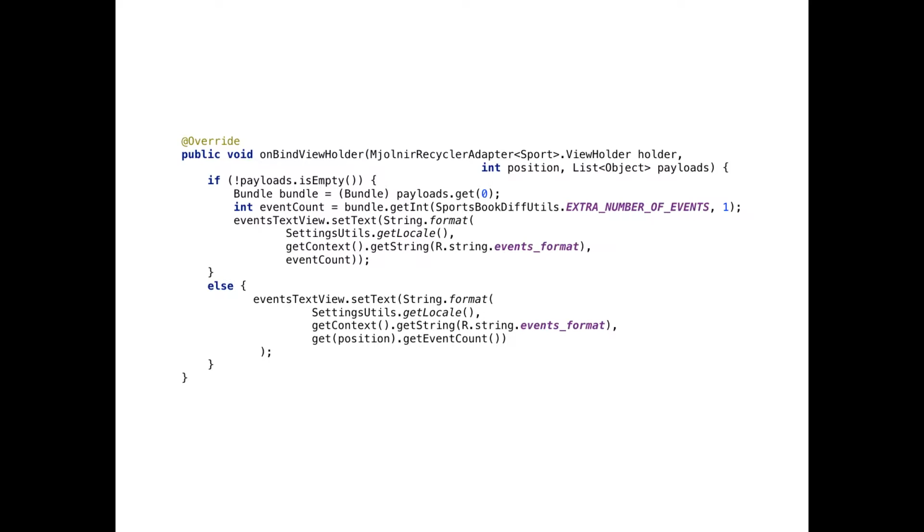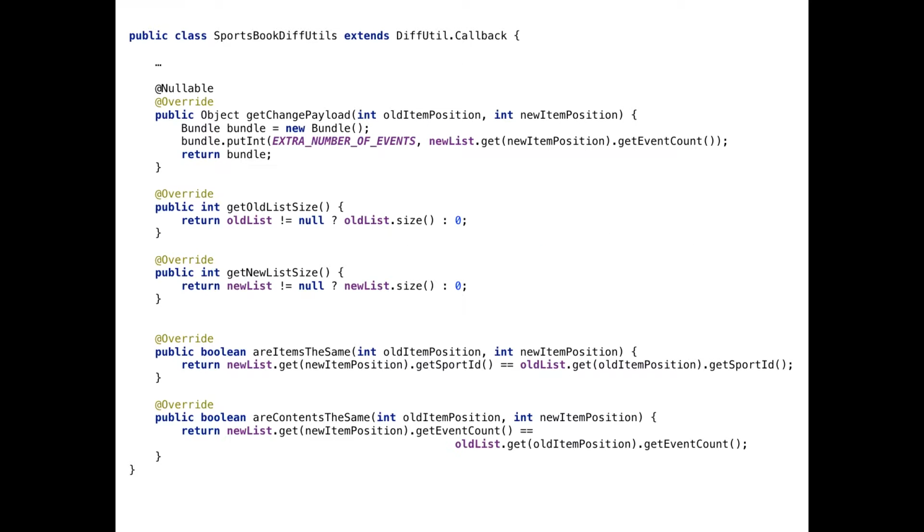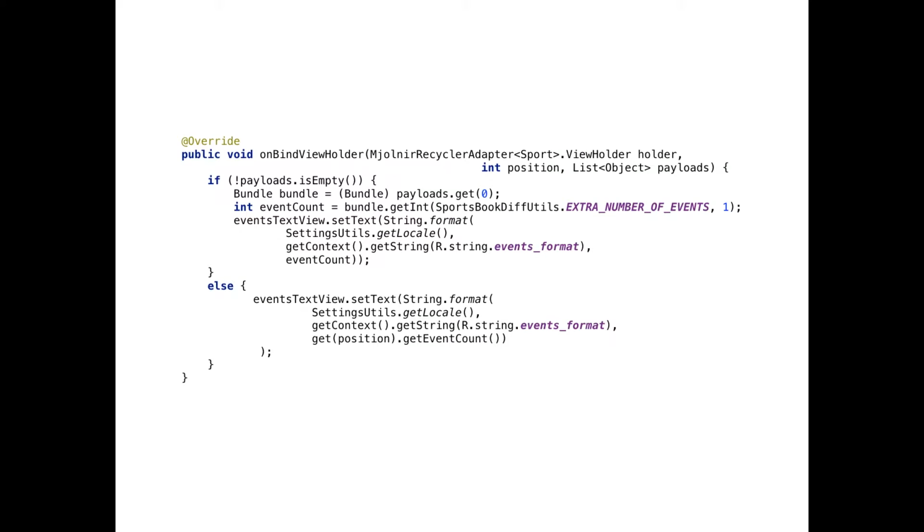The additional parameter is a list of payloads. If the payloads are empty, this means that we are populating our recycler data. So when the payloads are empty, that's the first time we are actually initializing the data and binding it to our holder. But if the payloads are not empty, then we have to extract the bundle, and that bundle contains the data from get change payload. So basically, this is the first time when bind holder is called, and we set the value in the events text view, which is stored in our item.